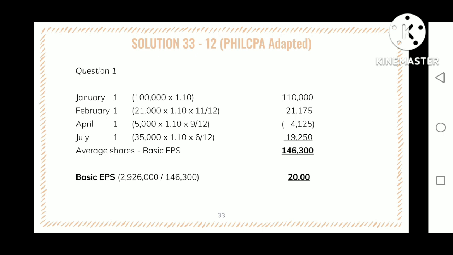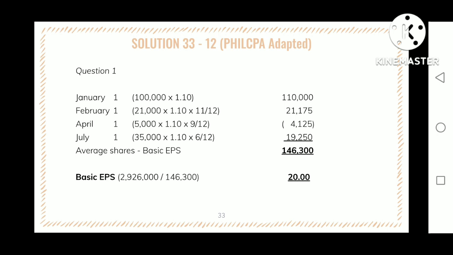So noong January 1, meron tayong 100,000 ordinary shares times 110%, amounting to 110,000. On February 1, meron tayong 21,000 na inisyu na ordinary shares in the market times 110% times yung range ng kanyang effectivity na amounting to 21,175. Noong April 1, may deduct tayo ang treasury shares na 5,000 times 110% times 9 over 12 amounting to 4,125. Noong July 1, meron tayong 35,000 na ordinary shares times 110% times 6 over 12 amounting to 19,250.